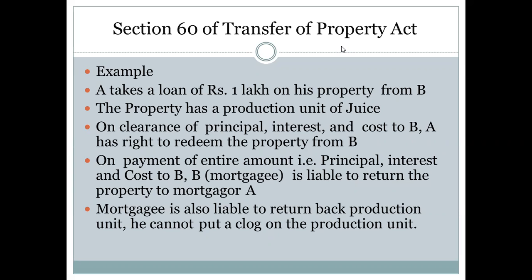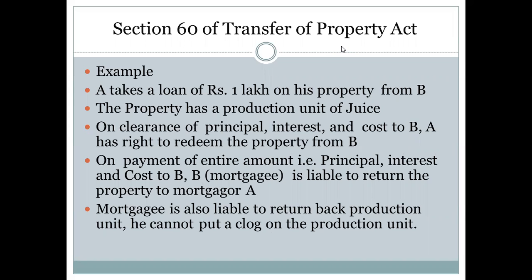For securing a loan, A gives his production unit property, which consists of a production unit of juice, to Mr. B, and B in return gives him rupees 1 lakh. On clearance of principal, interest, and the cost to B, A has the right to redeem the property from B. On payment of the entire amount, that is the principal, interest, and the cost, A is liable to get back his property.